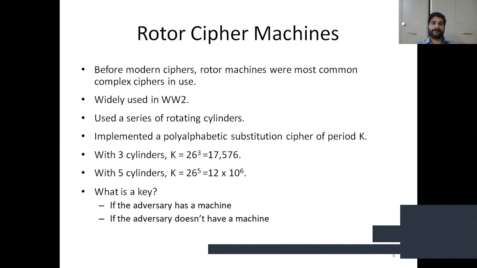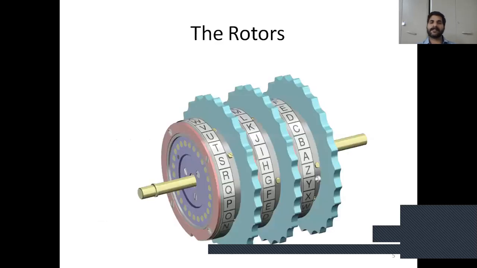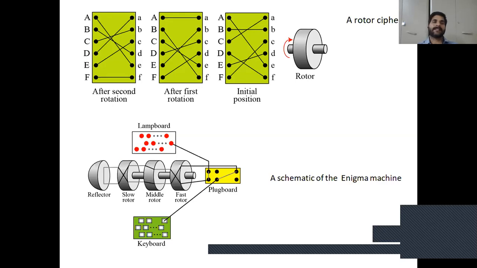With 5 cylinders, K equals 26 to the power 5, about 12 times 10 to the power 6. What is the key? The adversary may have the machine, but the adversary does not have the key. The rotor machine is like this. After the second rotation, A, B, C, D, E, F. After the first rotation, initial position, rotor. Now the rotor is rotated.